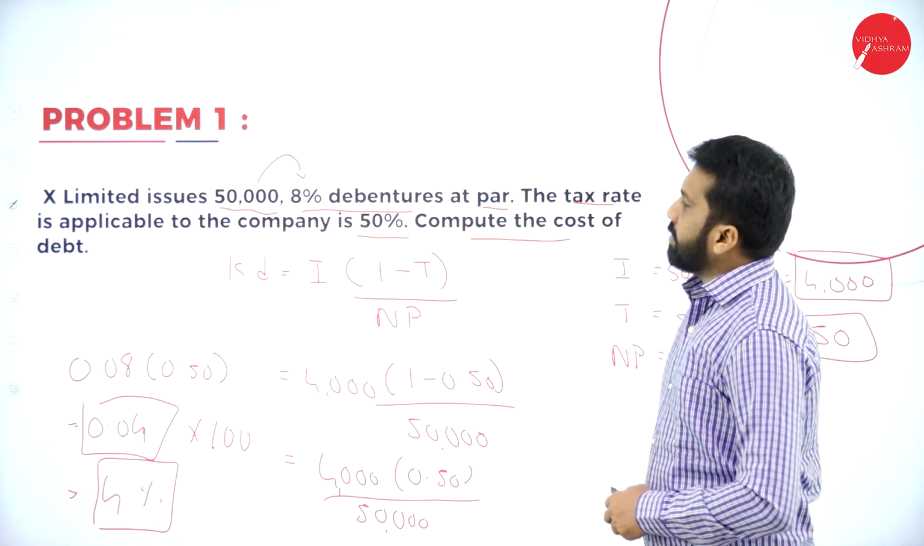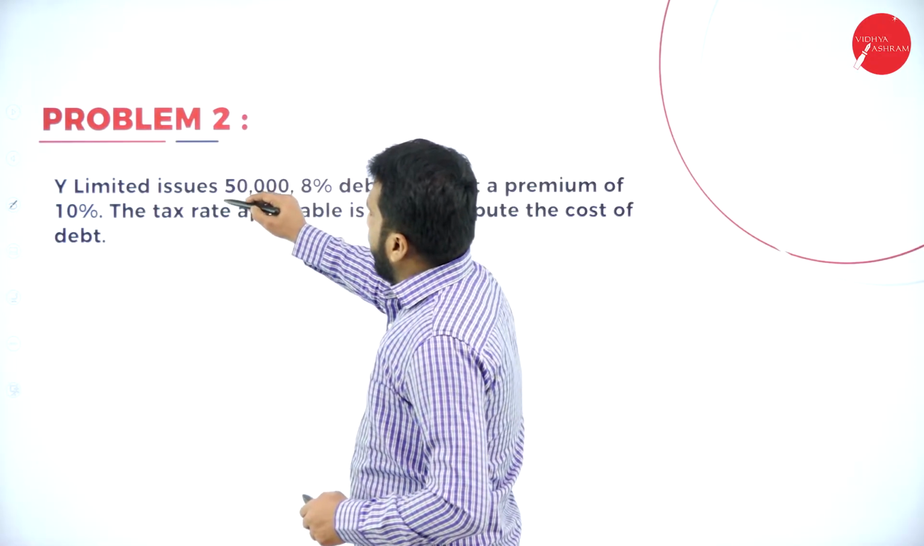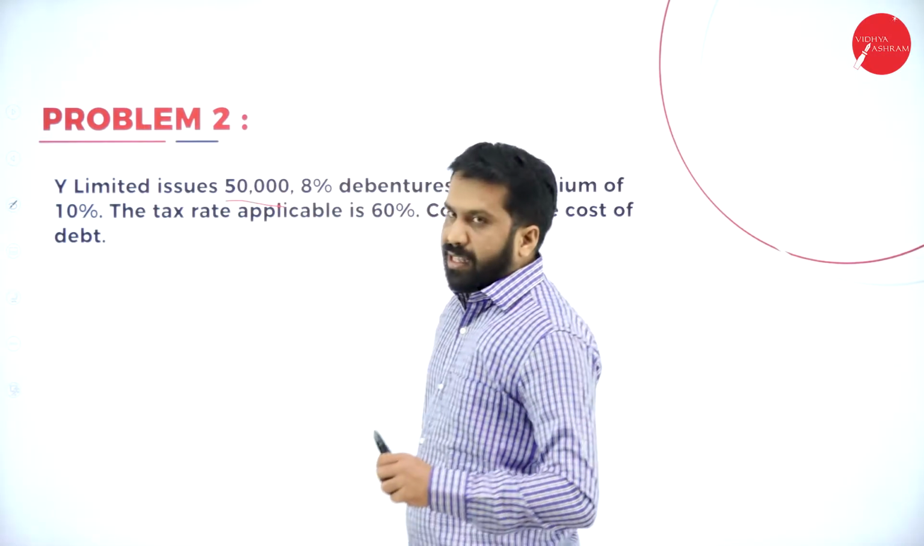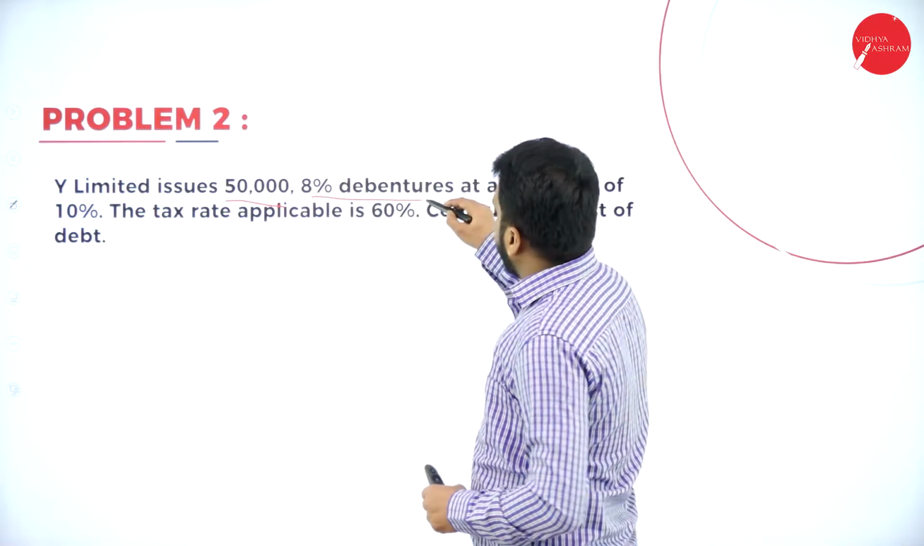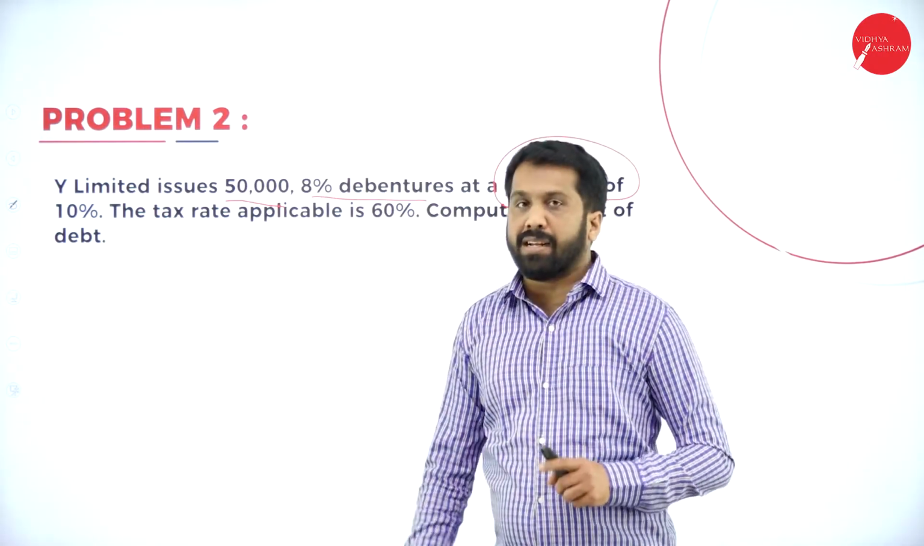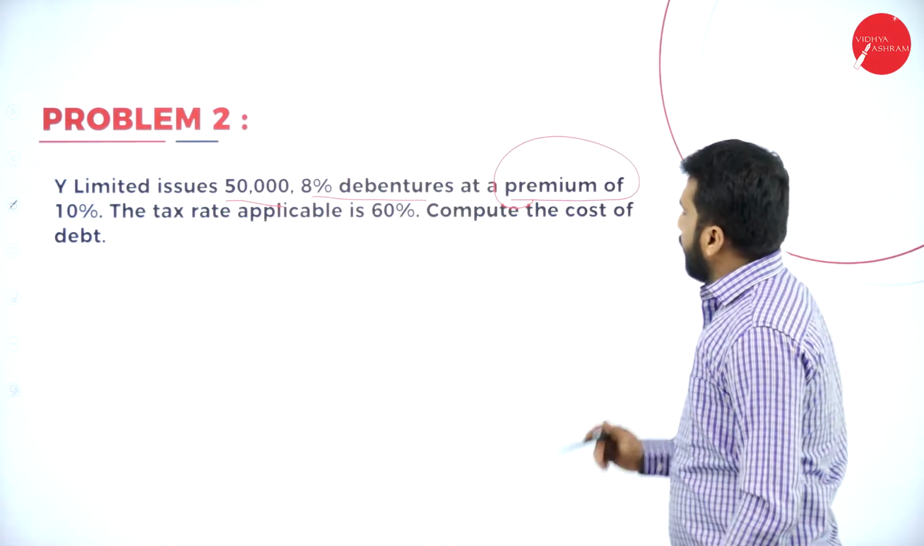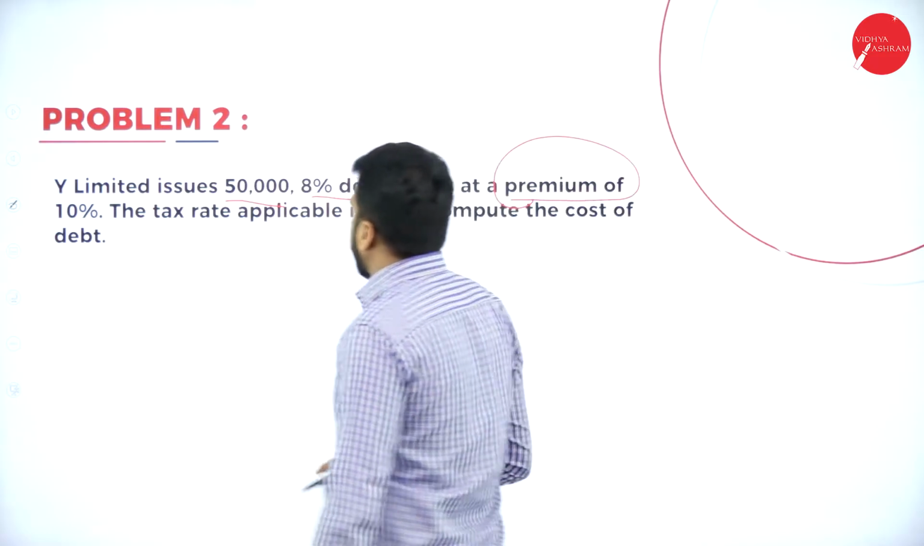So later you can take screenshot. I'll go for second question. Now, Y Limited issued 50,000, the same value, 8% debentures at a premium of 10%. Remember, there is a premium of 10%.